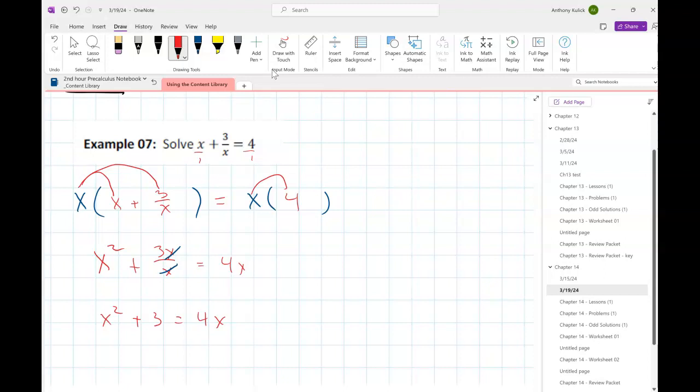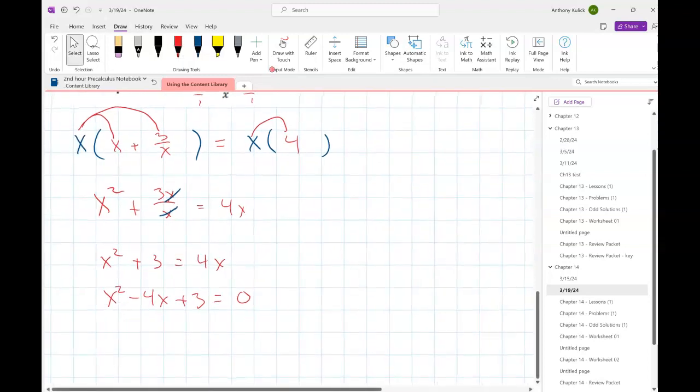Not yet. I've got to do something before I can do that. Make it what? Yeah, it needs to equal 0, right? Yeah, that. So Joey says subtract 4x from both sides. And now you could use the quadratic formula here. How else can we solve one of these, though?